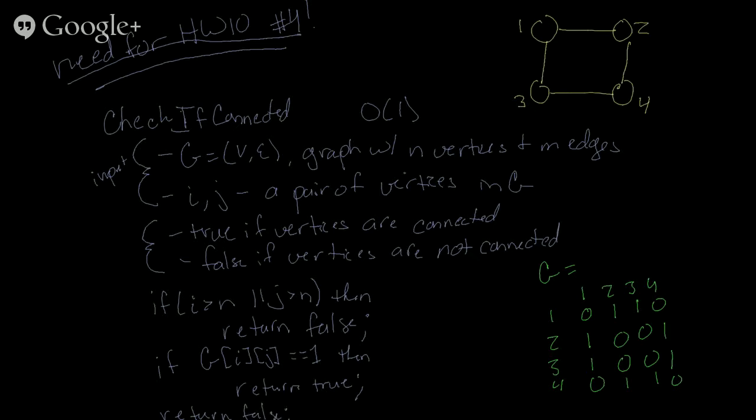Now, how can you tell that this is O of 1 up here, like I said? Well, just look at the lines itself. It only takes some constant time to check if i is greater than n, some constant time to check if j is greater than n. So this is O of 1. It only takes some constant time to check if this element of the matrix that represents G is equal to 1. So this is also O of 1. And all of these return statements are also constant time. So you can see that this check if connected algorithm runs in some constant time, and so it's all O of 1.